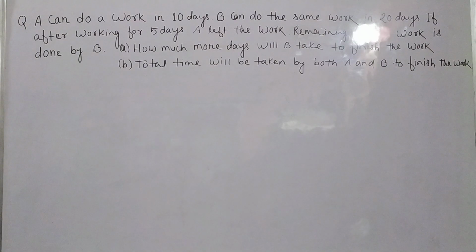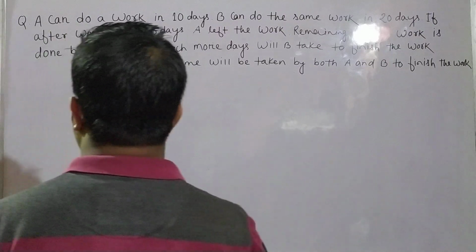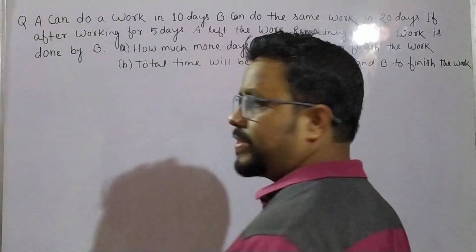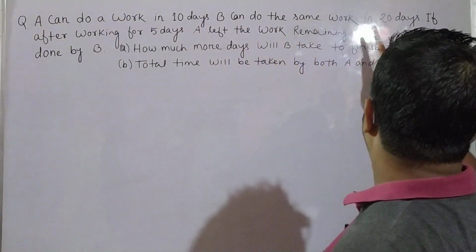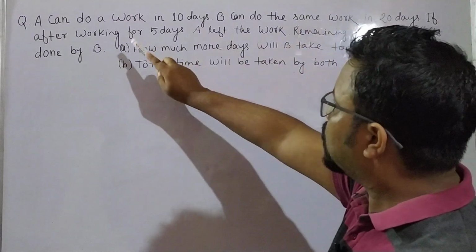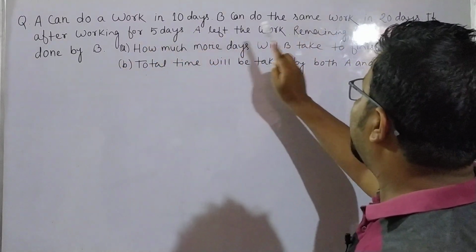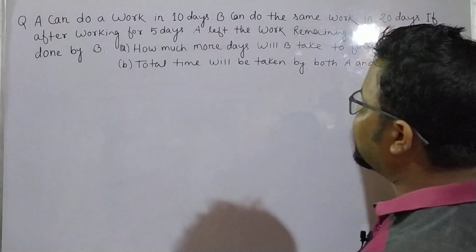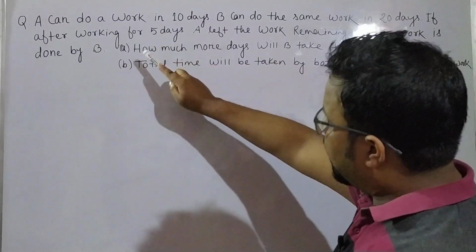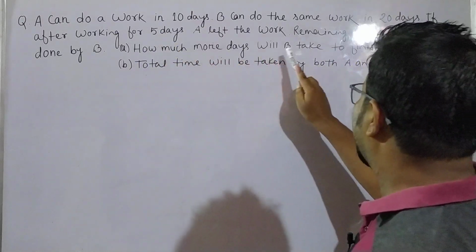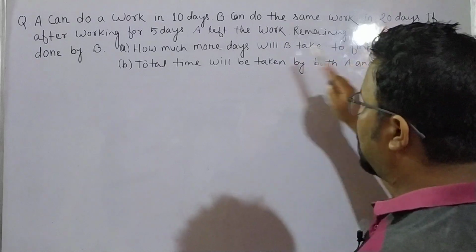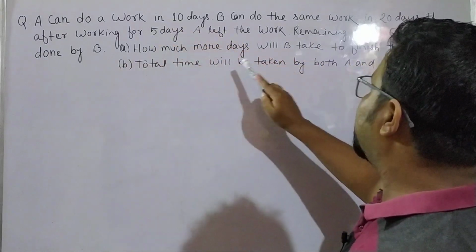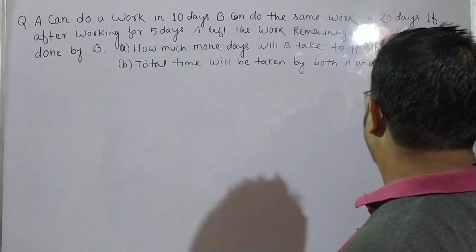Now see this question. What is given? A can do a work in 10 days, B can do the same work in 20 days. If after working for 5 days A left the work, and the remaining work is done by B, then how much more days will B take to finish the work? And the total time taken by both A and B to finish the work.